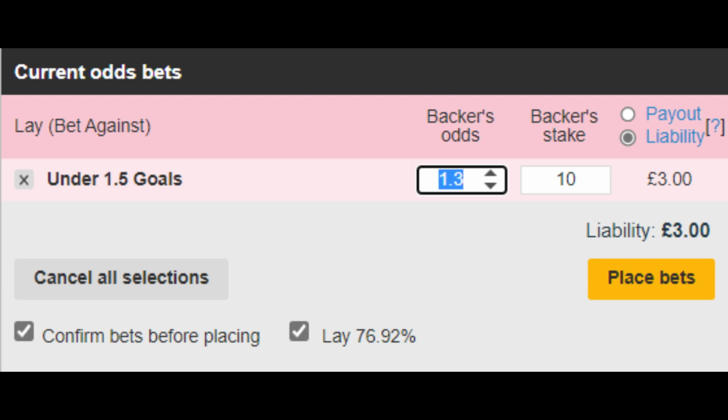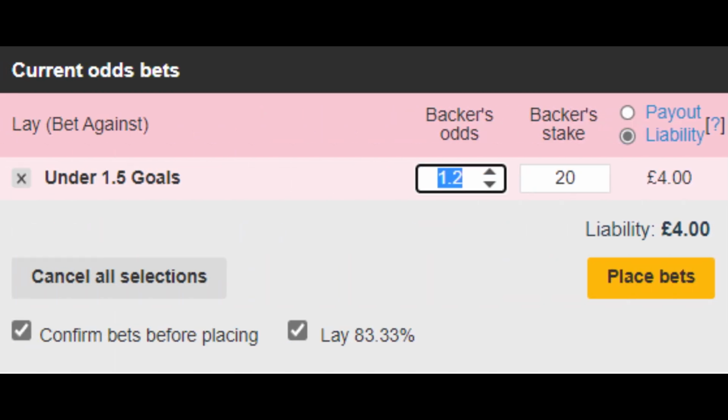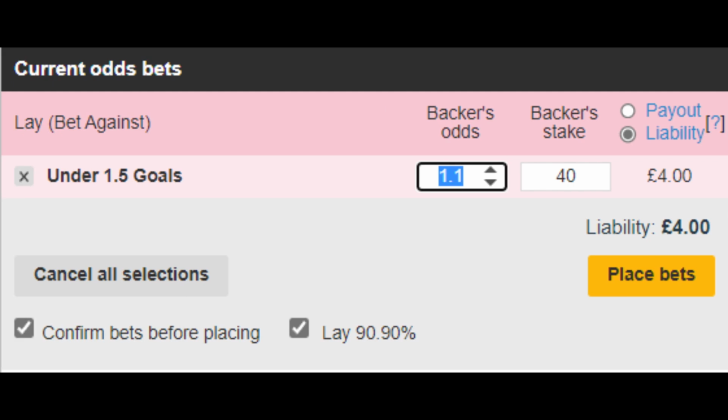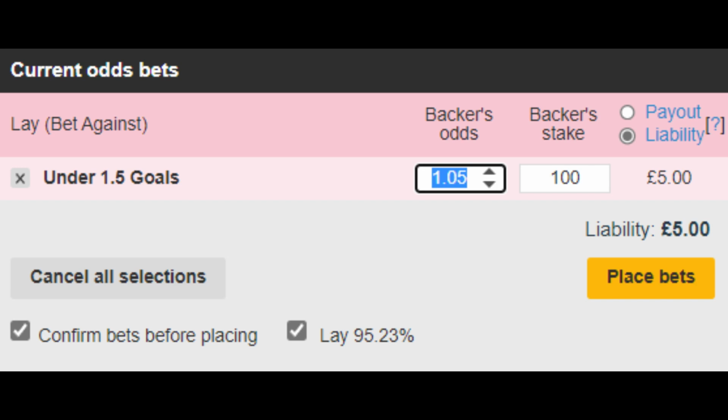Then increase your stakes as the odds get lower. So £20 at decimal 1.25, £20 at decimal 1.2, £40 at decimal 1.15 and £40 at decimal 1.1. And then finally your biggest lay of £100 at decimal 1.05. Laying with increasing amounts every 0.05 ticks all the way down to 1.05 will ensure you still make a profit very late on in the game.